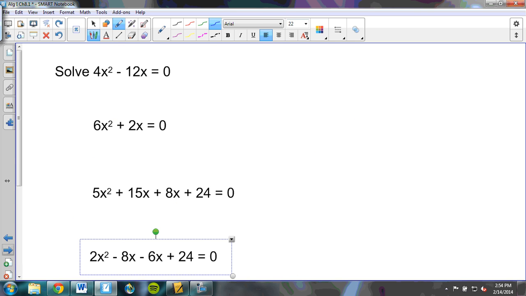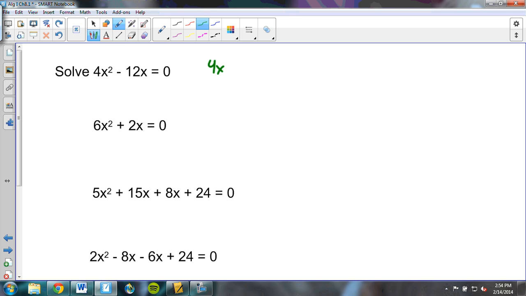I'm going to solve this equation up here by factoring. So if I factor out a 4x, I'm left with x minus 3. And this all equals 0. Well, then I know that x is either going to be 0 or x is going to be equal to 3. And I'll explain how I know that now.